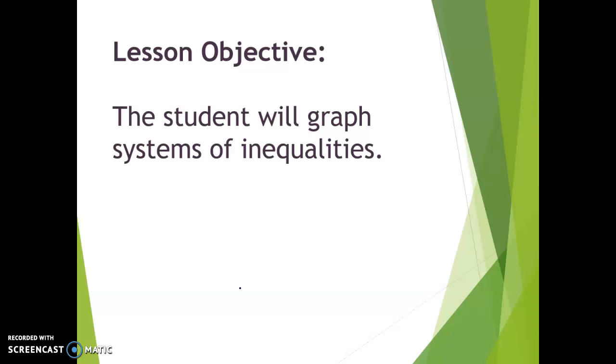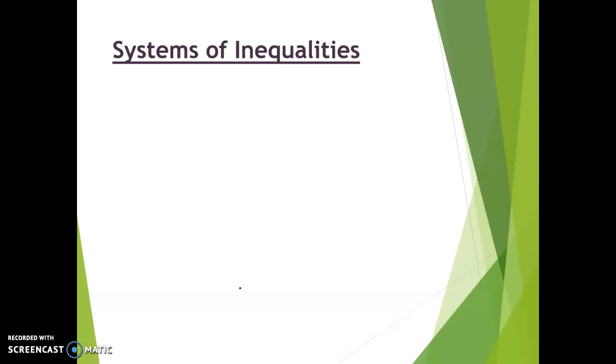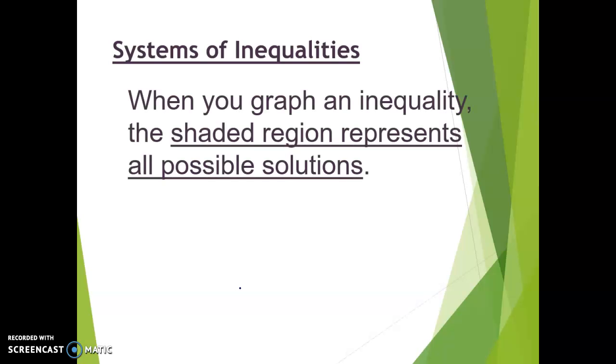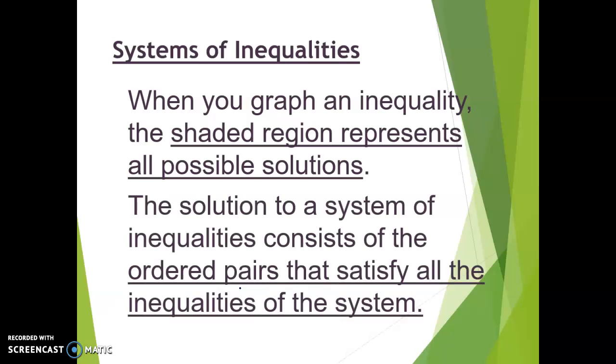In this lesson, you, the student, will graph systems of inequalities on a Cartesian plane, not just a number line. When you graph an inequality, the shaded region represents all possible solutions, because we know with an inequality there's more than one possible answer. The solution to a system of inequalities consists of the ordered pairs that satisfy all the inequalities of the system.